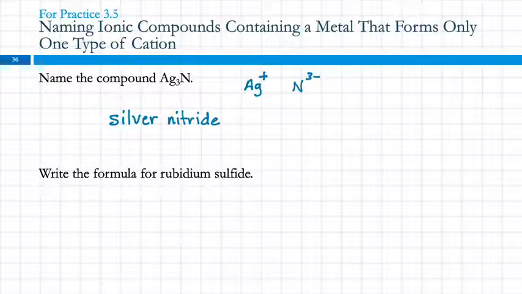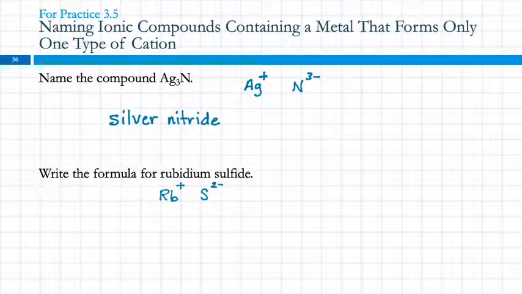Okay, so here's a name, and we're supposed to write the formula. Rubidium sulfide. Well, what's the symbol for rubidium? Rb. So find it on the periodic table. What's the charge on it? Plus 1, because it's in group 1. Sulfide comes from sulfur, and the charge is 2 minus.